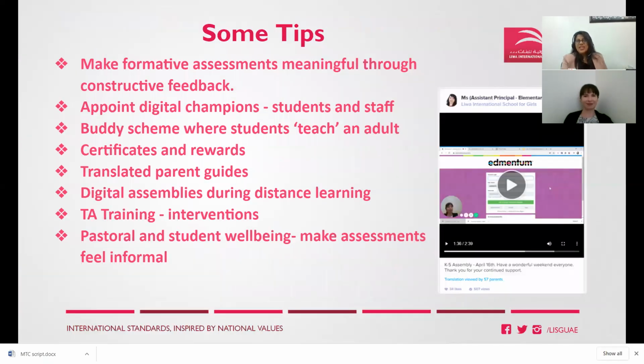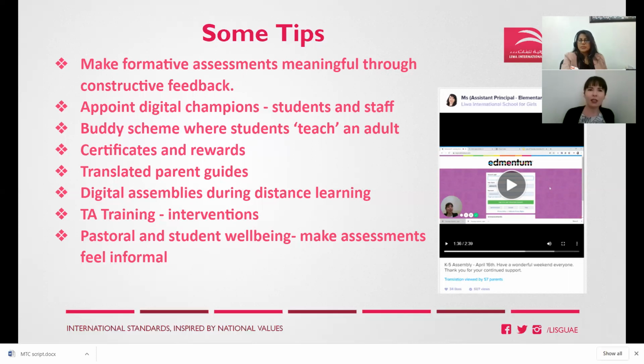Well, that's enough for me, and I'll leave Kate to share some really super tips so you can get on with the assessments in your virtual classrooms. Thank you, Shakila. Just to finish off now, I put together some top tips that are really easy to implement. The first one would be to continue with meaningful, constructive feedback when children upload their work.